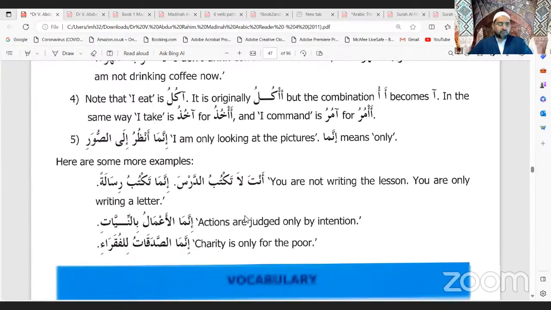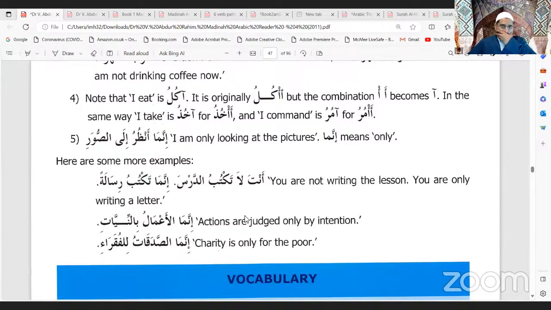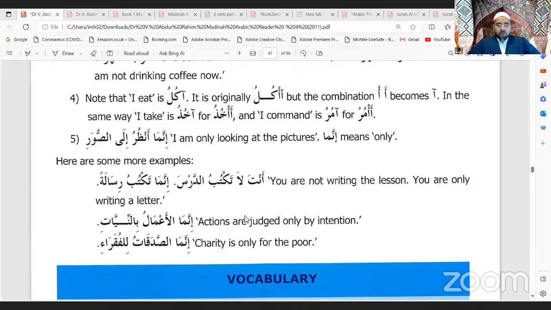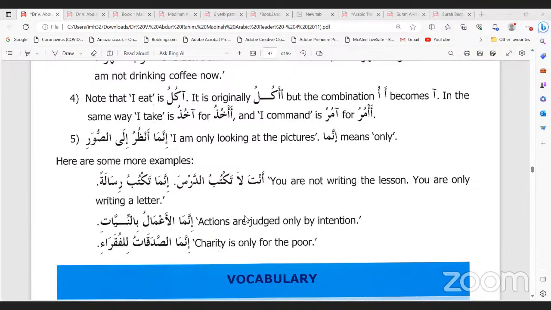Mad on top. Innama anzuru ila suwari. I am only looking at the pictures. Innama means only. Here are some more examples. Anta la taktubu darsa, innama taktubu risalata. You are not writing the lesson, you are only writing a letter. Correct.